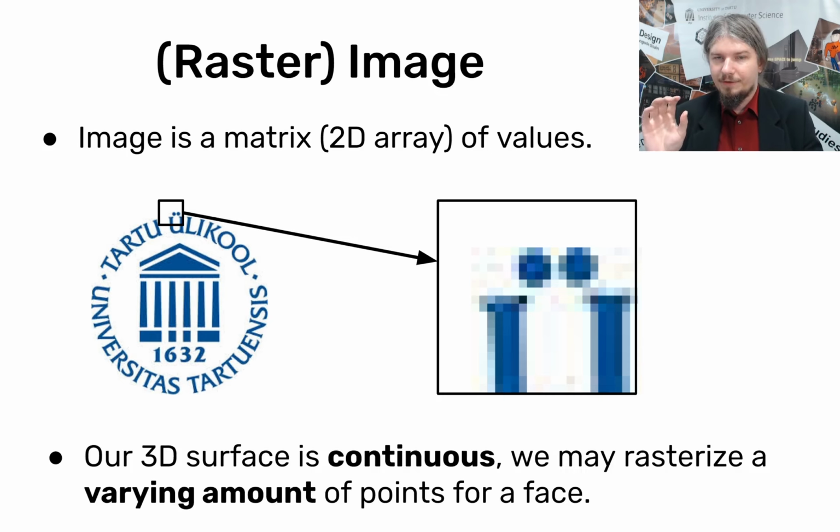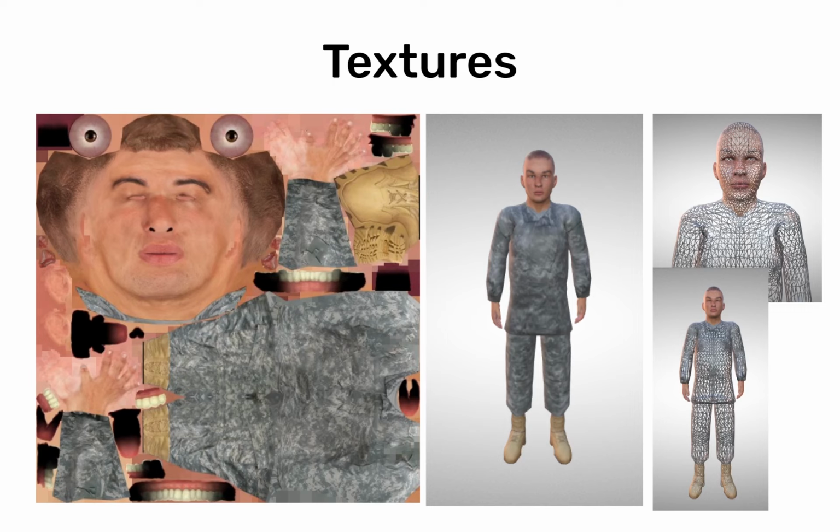However, our 3D surface is continuous, so we might rasterize a varying amount of these points for a face. So if we have mapped this image onto a face or a triangle or a square, we might see this face closer to the camera, so we need more resolution, and if it's further away, then we sample it with less resolution. And this brings us to textures.